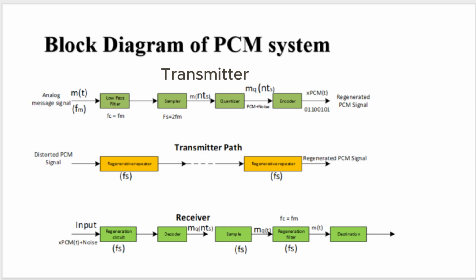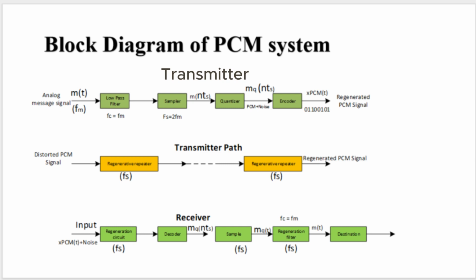ms(t), which is discrete in time, is fed to the Q level quantizer. The quantizer compares the input ms(t) with its fixed levels. It assigns any one of the digital levels to m(nTs) that results in minimum distortion or error. The error is called quantization error. Thus, the output of the quantizer is a digital level called mq(nTs).